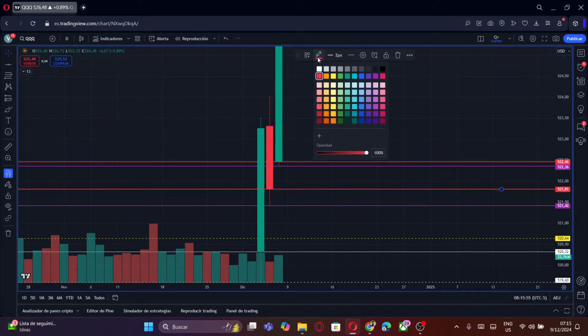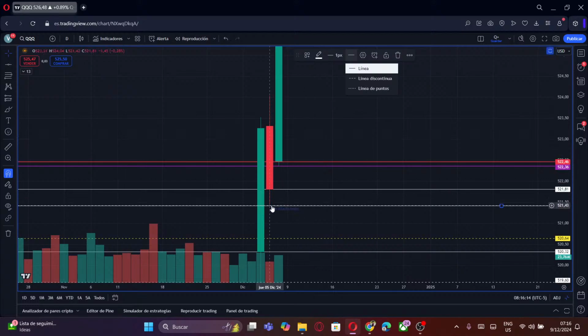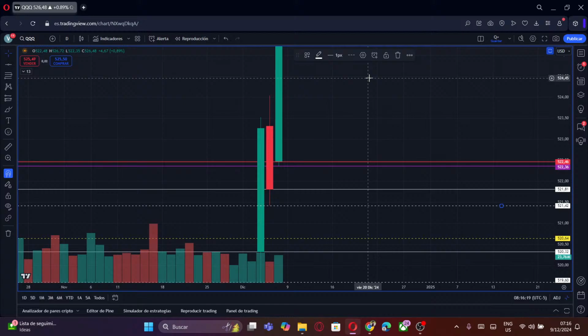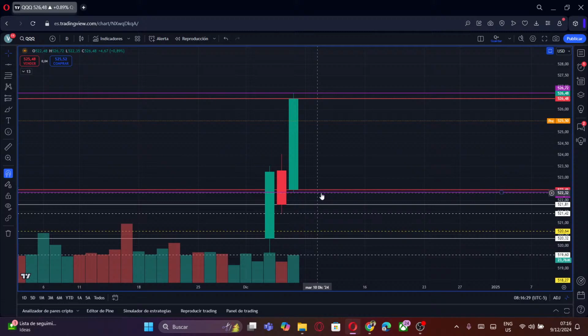I just want to change the colors because these levels were not touched. So we still keep the same, we just change the color. This one as well, change the color to white. It's a daily level. It's the way I identify the level. Normally for the low and the high, I use the dots. It's just to help me during the trading session. So I already have my daily ones marked, as you can see.